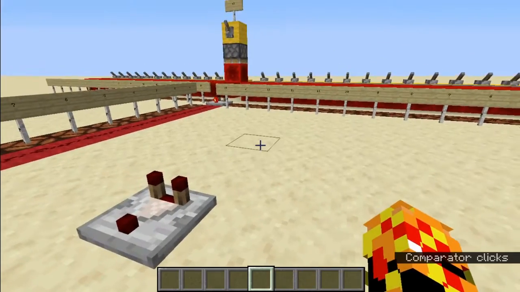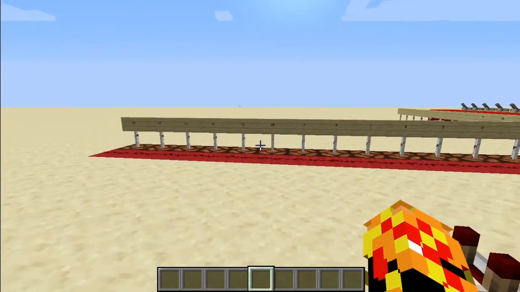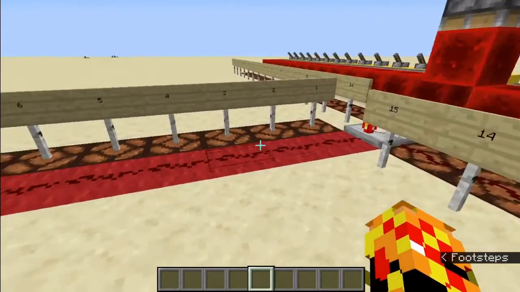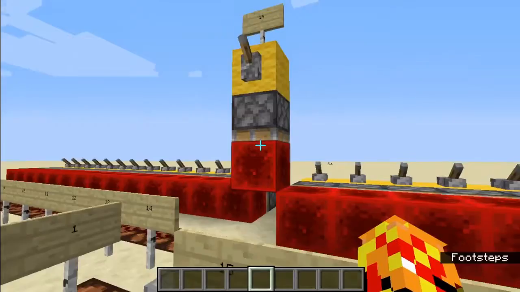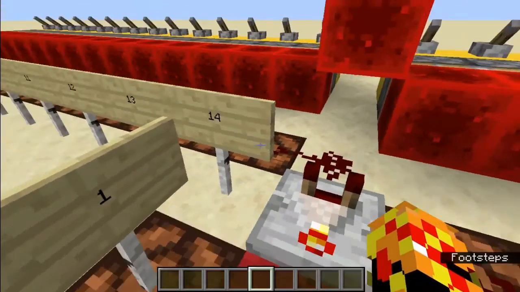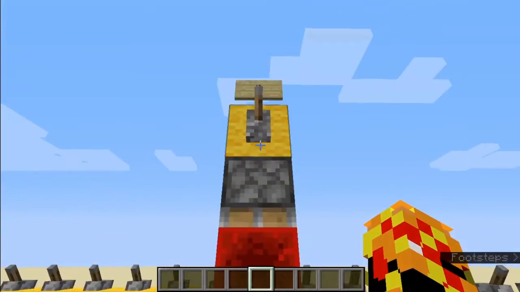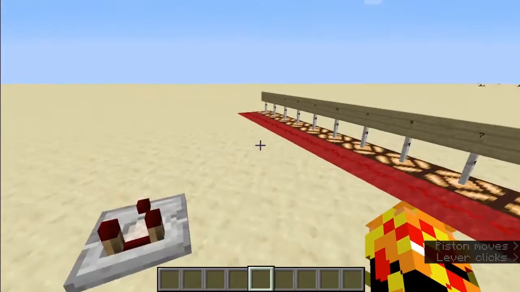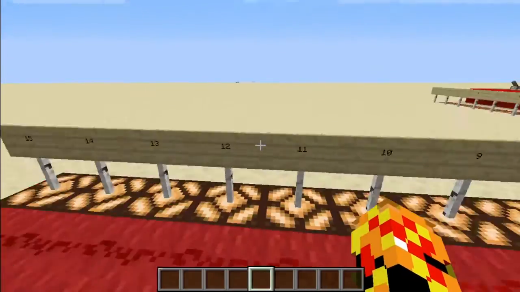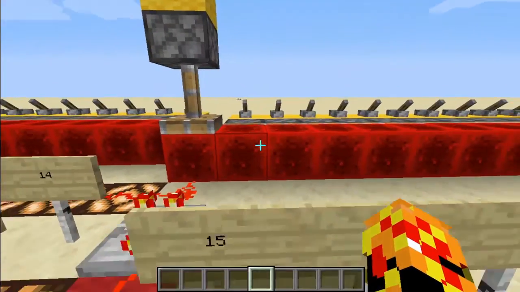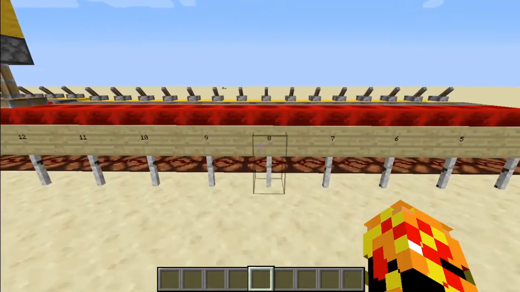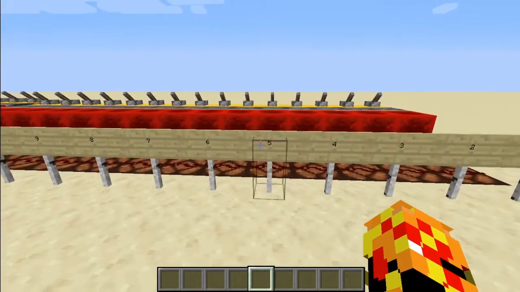Here I have built a simple mechanism in which we can understand the comparator's subtraction mode with ease. On top of each redstone dust, I have placed a sign which represents the redstone power of that redstone dust. First, let's place the comparator in subtraction mode. Let's make the main input, that is from the back of the comparator, 15 strength. Great. Now from the side, let's push a lever.